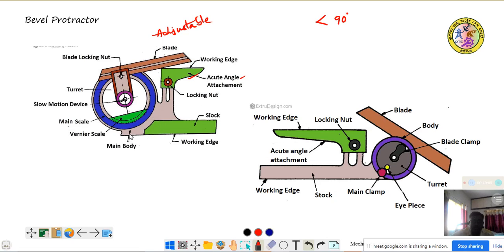So next one is, this is main body and this is vernier scale. The green color what you are seeing, this is called as what? Vernier scale. And the blue color reading what you are going to see, this is called as what? Main scale. Main scale is in blue color and vernier scale is in green color. You can observe that one. So this is a turret to rotate the vernier scale. The vernier scale rotates, and the main scale remains fixed. Okay. So this is the overview of a bevel protractor.